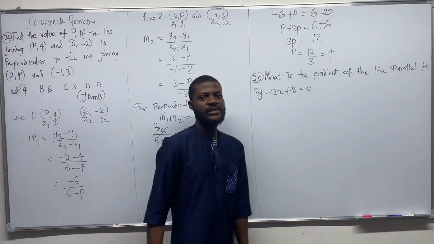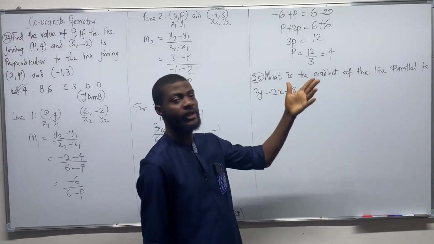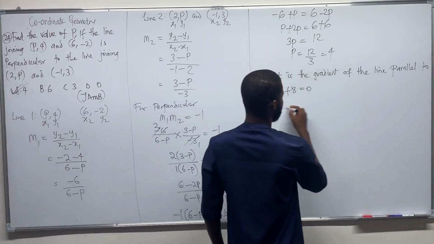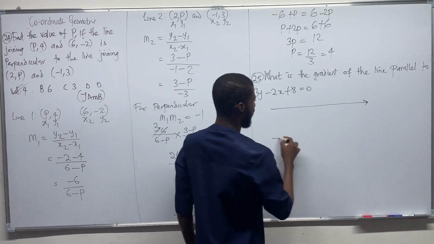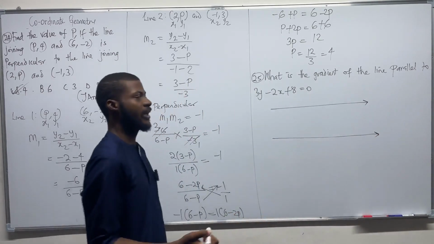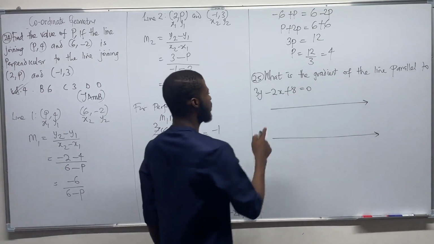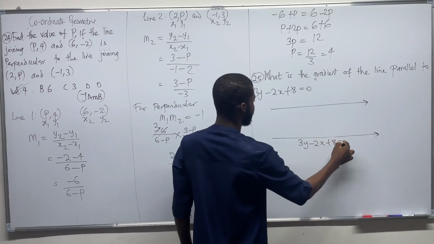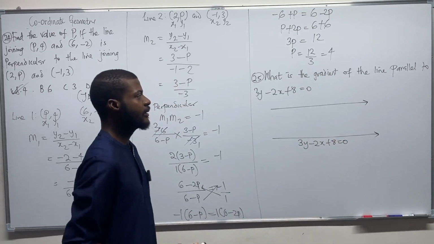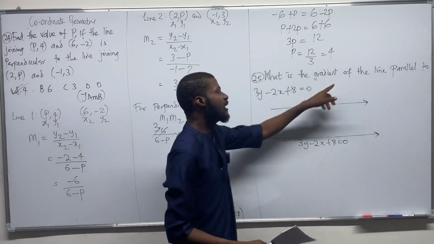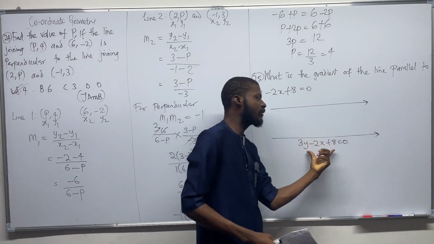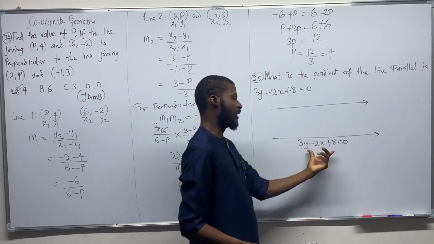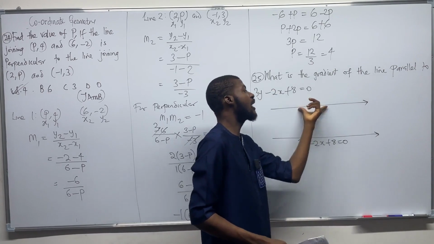Now, remember I told you that whenever you see a question concerning parallel or perpendicular, they're talking about two lines. So let me assume that this is a line here. Then there's another line here. And these two lines are parallel to each other. Now, they give us the equation of only one of them. So they gave us the equation of this one, 3y minus 2x plus 8 equal to 0. Then they said, find the gradient of the other line that will be parallel to this very line. They're not talking about the gradient of this very line, they're saying the gradient of the other line.